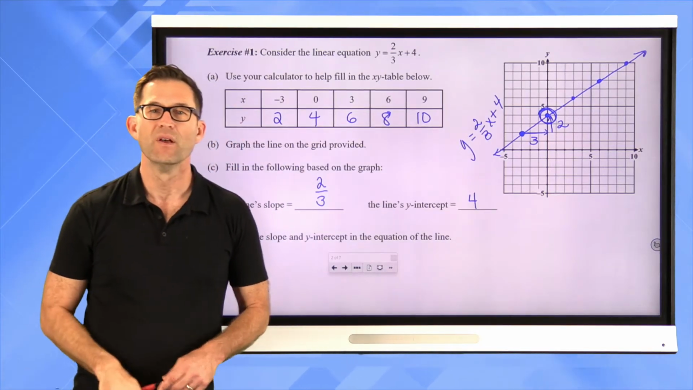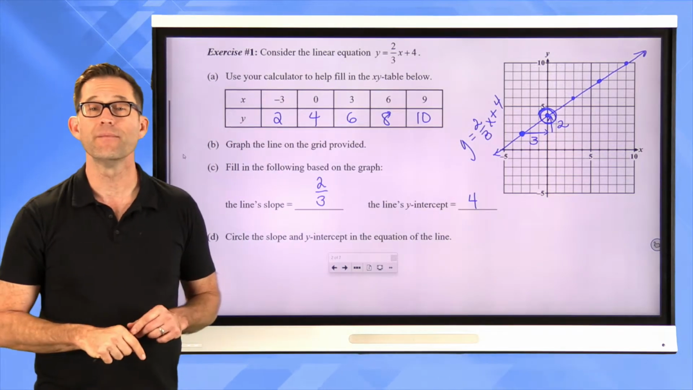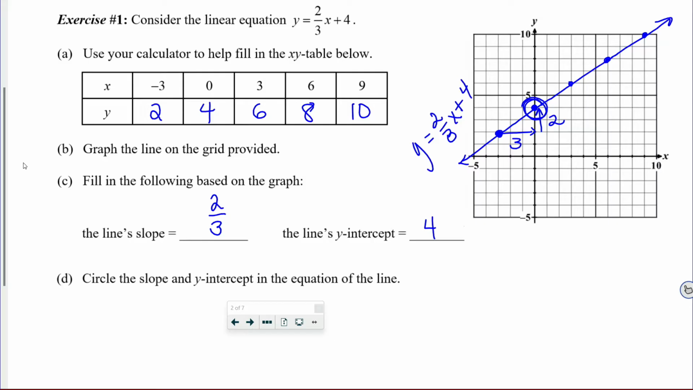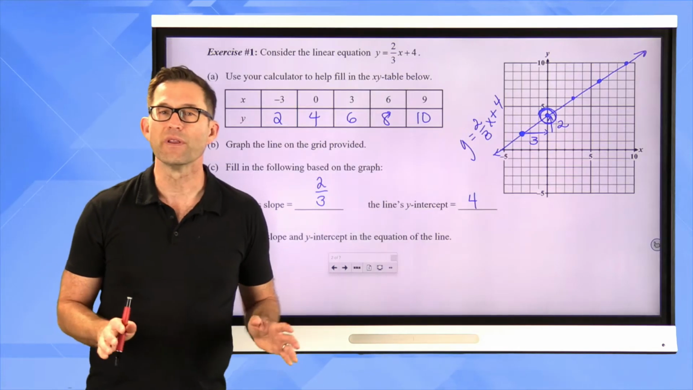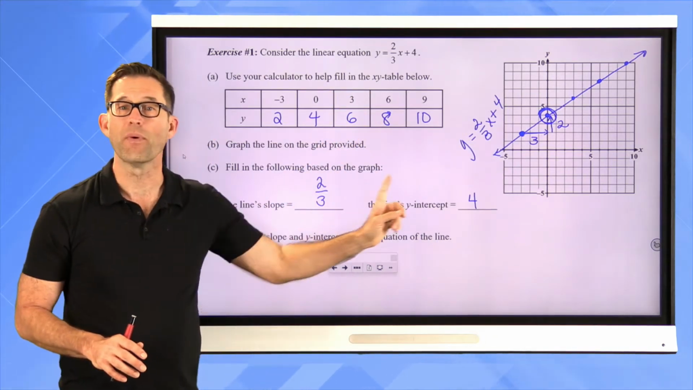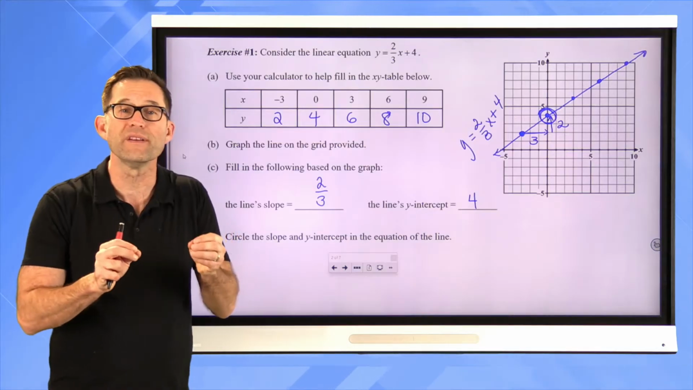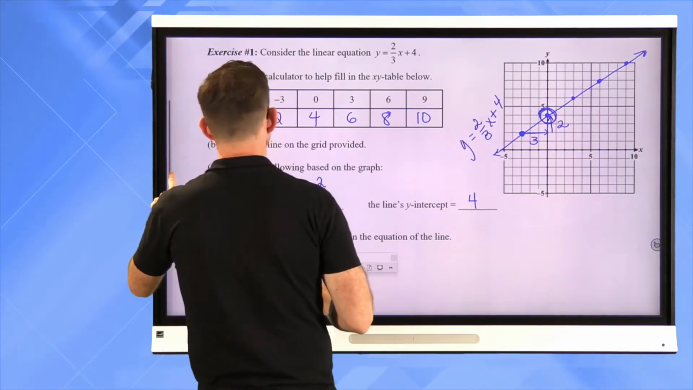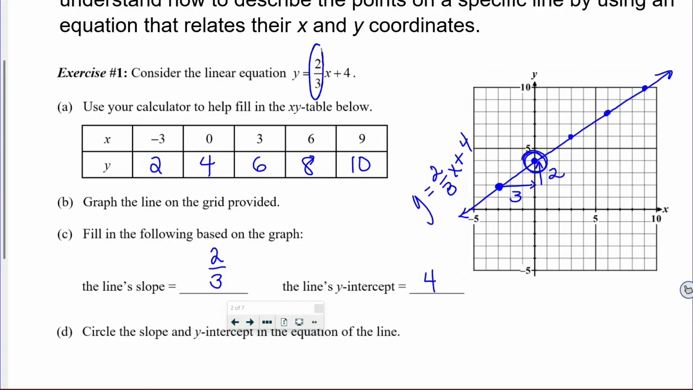All right, so last little piece, letter D. Circle the slope and the y-intercept in the equation of the line. See, this is really cool. The equation of the line actually contains the slope and the y-intercept. You can literally see them. Here, right, is our slope, and here is our y-intercept, all right?